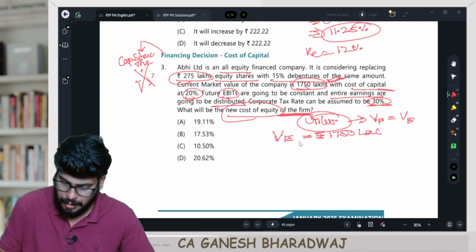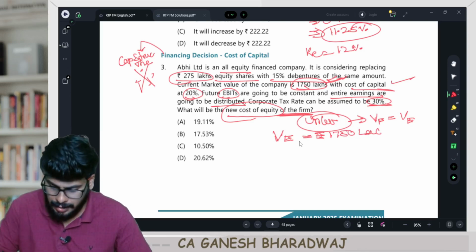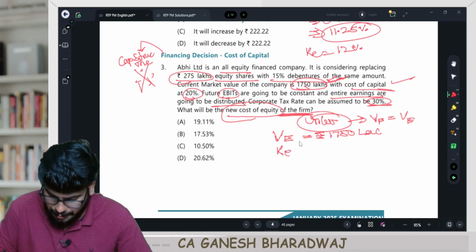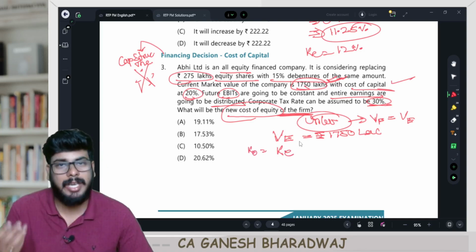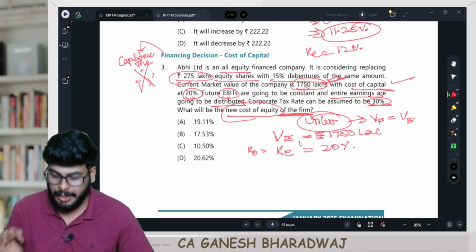Now, what have they mentioned? Cost of capital is 20%, or in other words, KO is equal to KE, because it's an unlevered entity. Is equal to how much? 20% is what they have given.